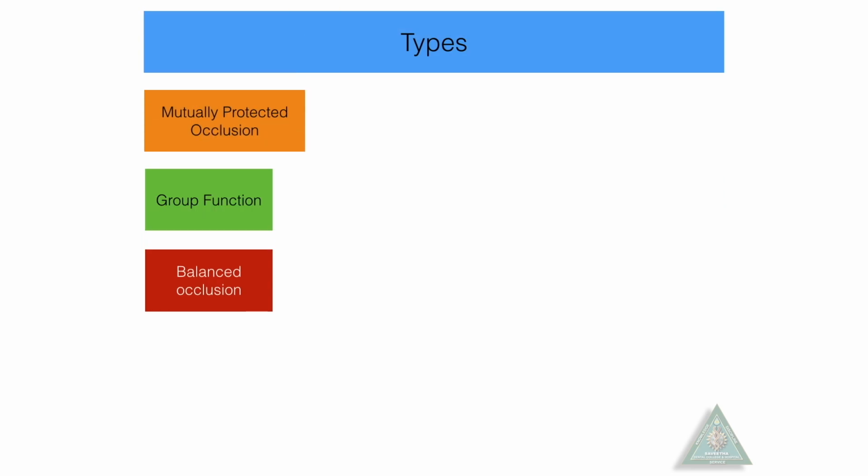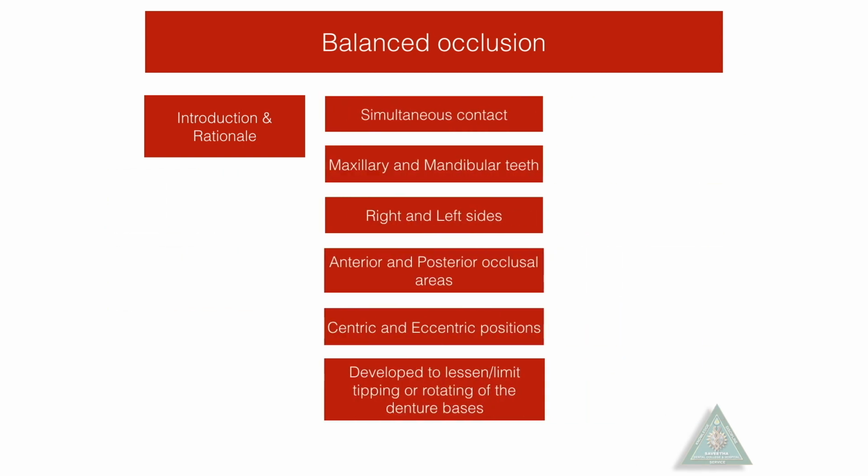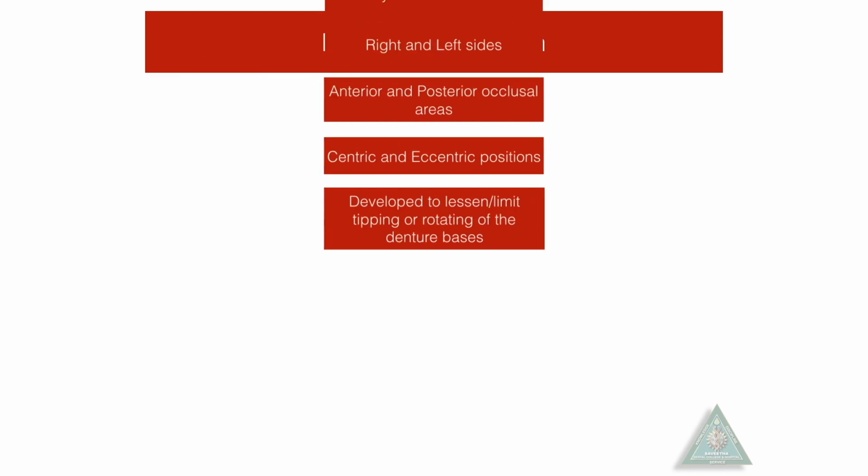And then there is balanced occlusion. Balanced occlusion is something very artificial. It is given only for complete dentures. It is not present in dentate individuals. So what is balanced occlusion? In very simple terms, balanced occlusion is the reverse of mutually protected occlusion. Suppose you bring your jaw forward. In balanced occlusion, the posterior teeth still touch. There is no posterior separation.